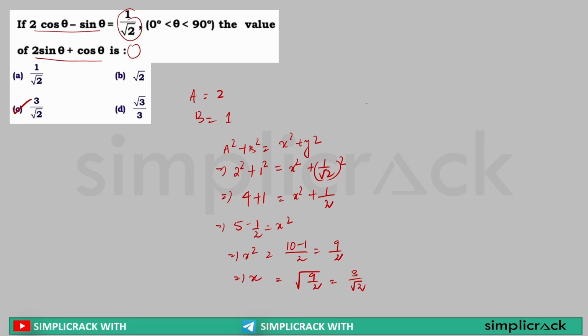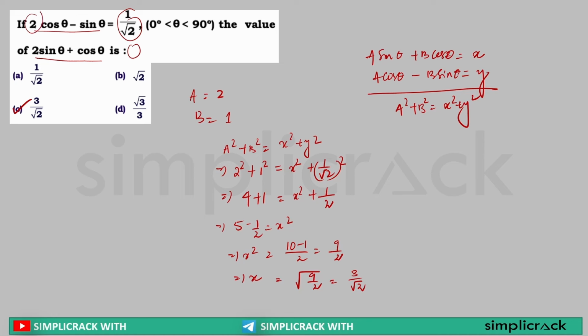We know this is the formula. A sin theta plus B cos theta is equal to x. A cos theta minus B sin theta is equal to y. So what is the value? A square plus B square is equal to x square plus y square. We just implemented this formula. Clear? Next, ensure that these coefficients are equal in all cases.